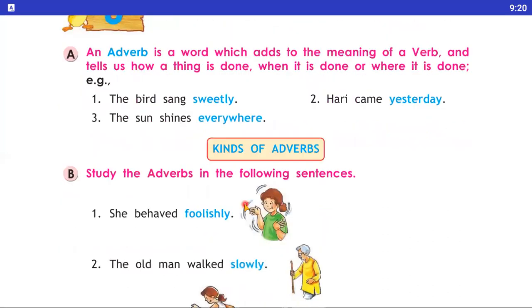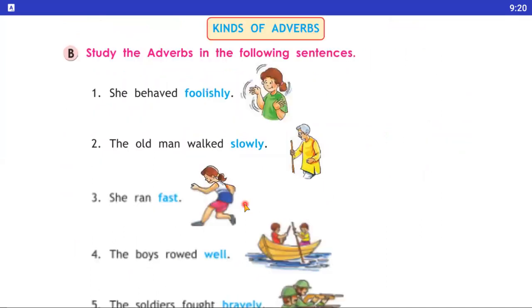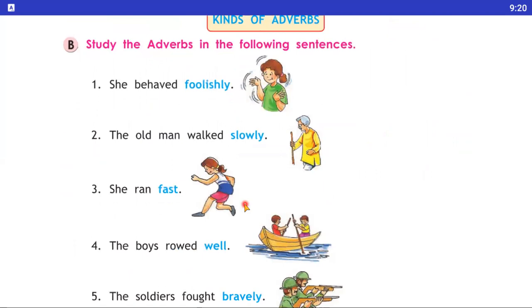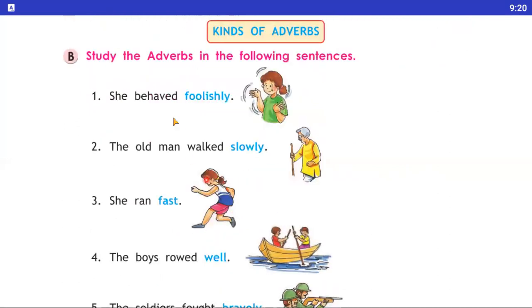So okay, in the three sentences you notice how an action is done, where an action is done, and when an action is done. So let's start the kinds of adverbs. So students, there are different kinds of adverbs. We will discuss one by one. So let's start. Students, read the sentences. First, she behaved foolishly. Second, the old man walked slowly. Number third sentence, she ran fast.